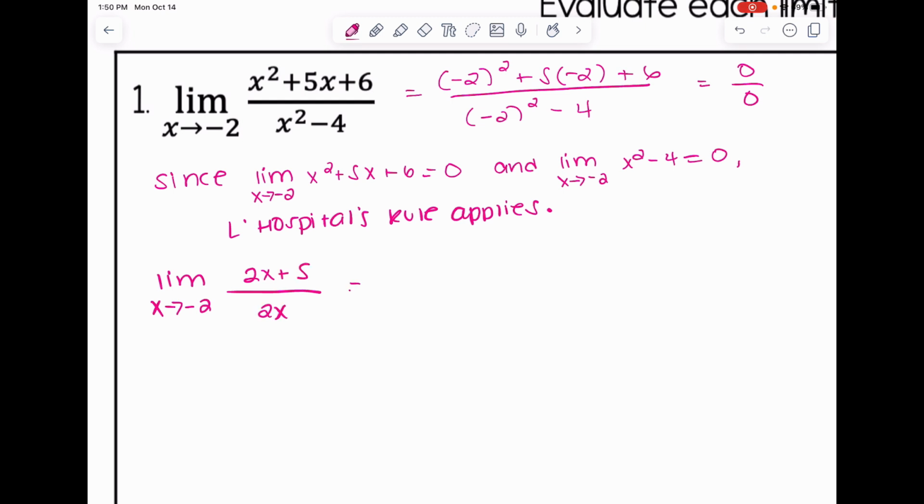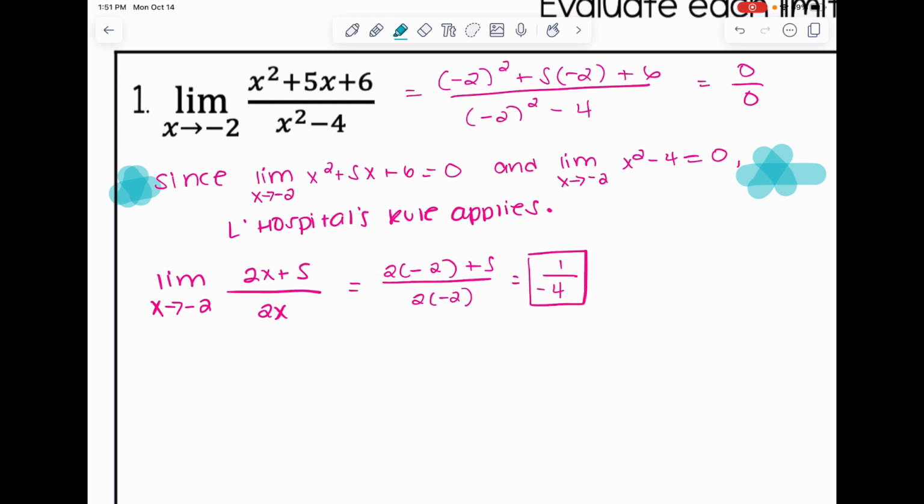And that we can do because we're taking the derivative using the power rule of the numerator and denominator, and now we plug in. So I'm going to substitute -2 in for x, and when I do that, on the top I have -4 plus 5, or 1. The denominator I have -4, so the answer to number 1 is -1/4. So again, in order to use L'Hopital's rule, we have to show that the limit of the numerator and the limit of the denominator give us 0 over 0, producing that indeterminate form.